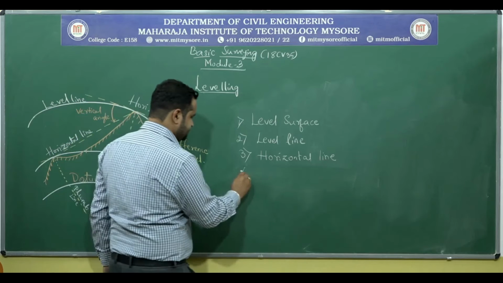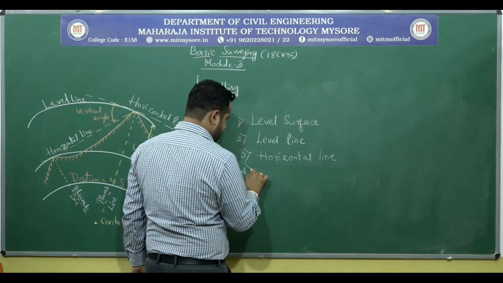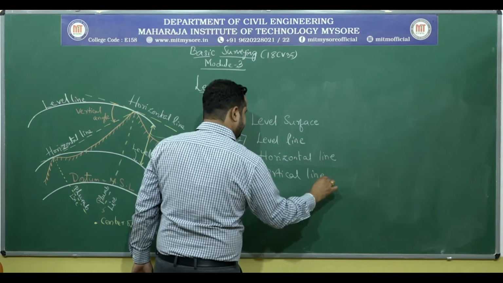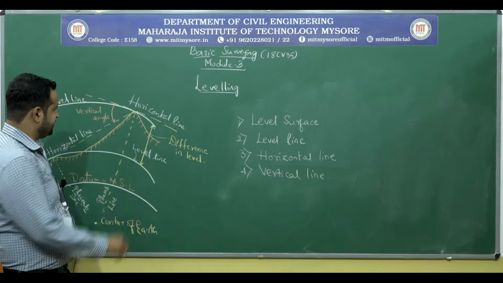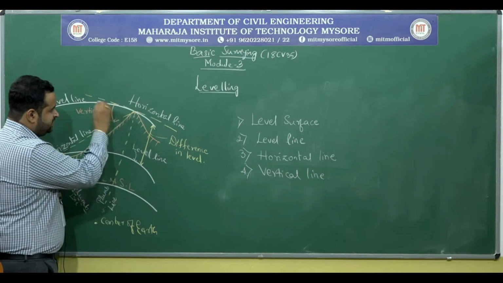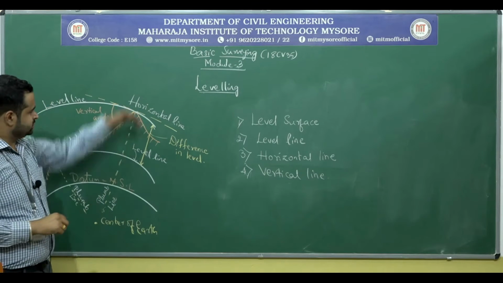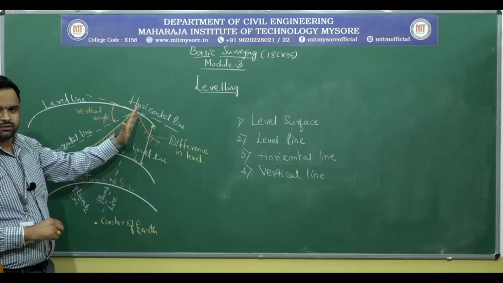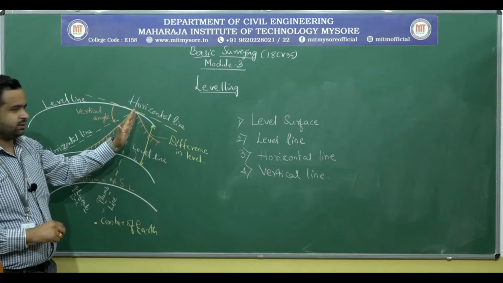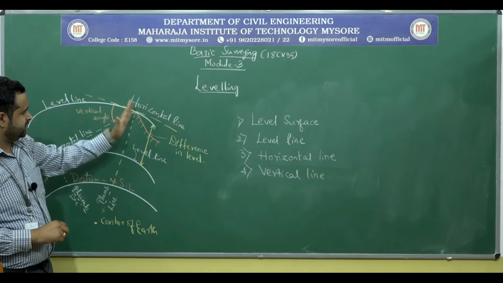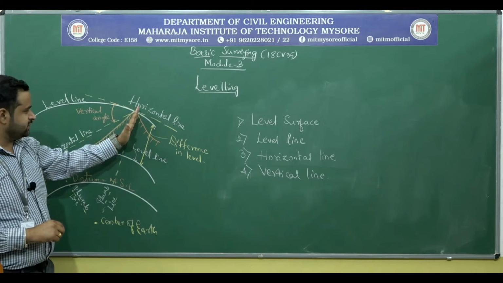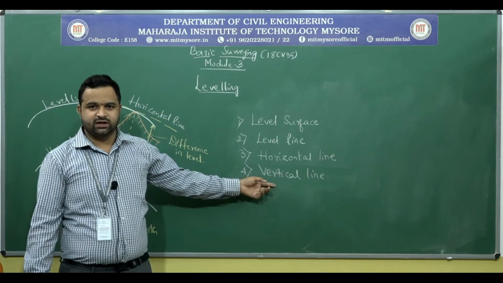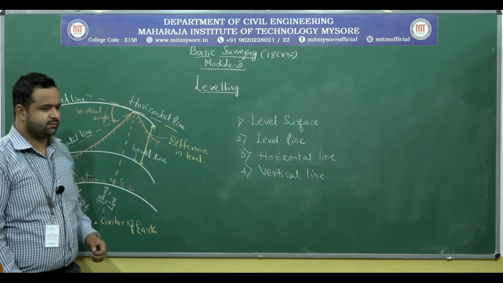Next term is vertical line. What is a vertical line? It is a line normal to the level line at that point. So, if you take this line, this is normal to this point, and normal is nothing but perpendicular. So, it is perpendicular to this line, and that is called a vertical line. It is commonly considered to be the line defined by the plumb line.